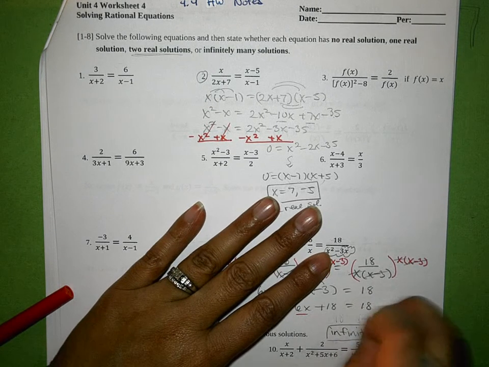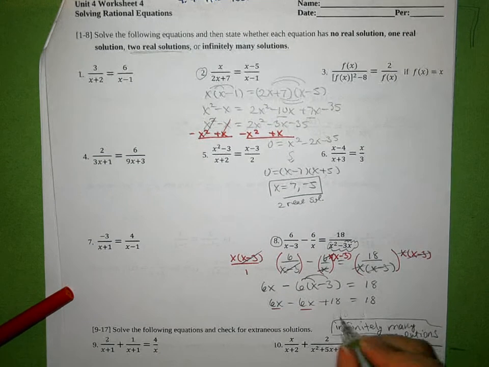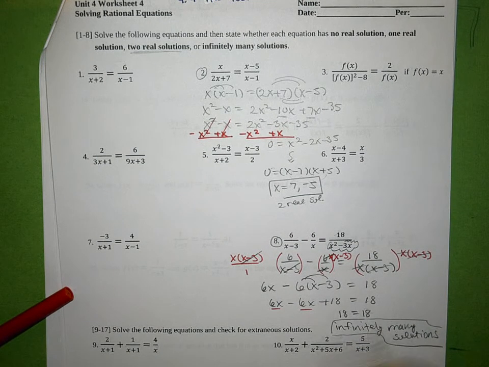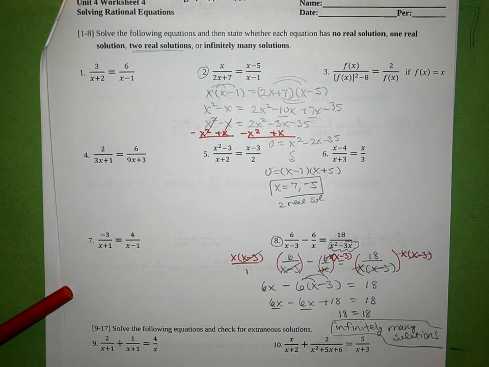But since what we were left with is true, 18 by itself will always equal 18 and all the variables are gone, then it's infinitely many solutions. Okay, next one.